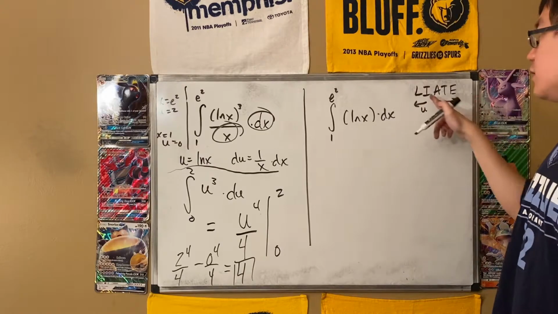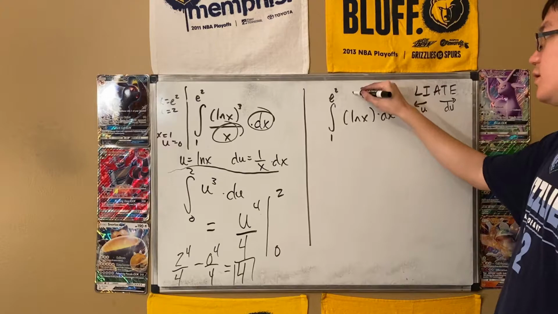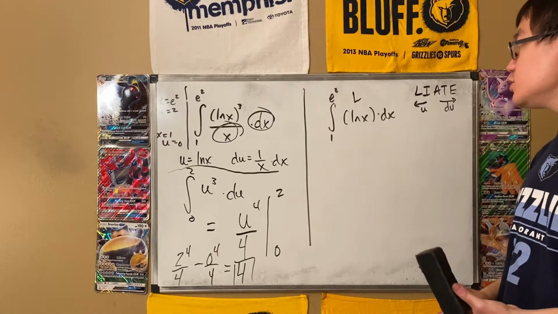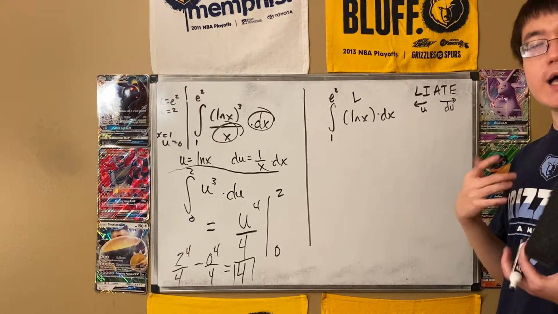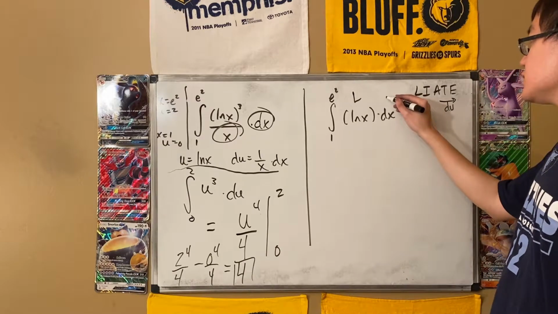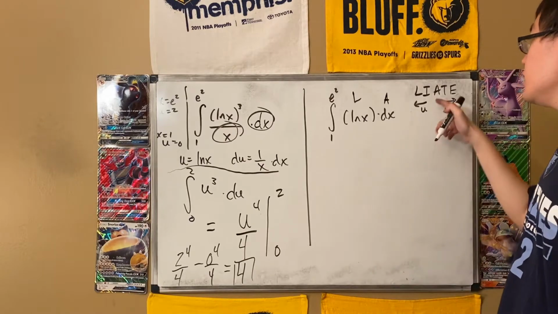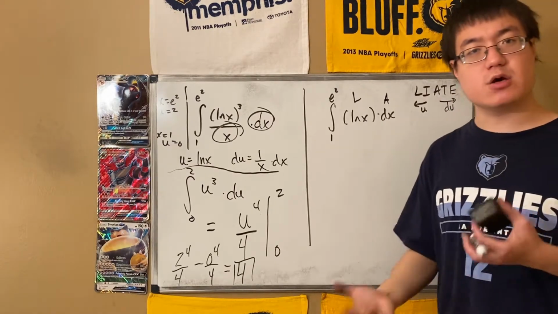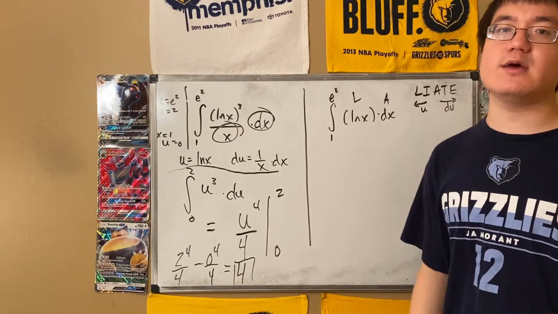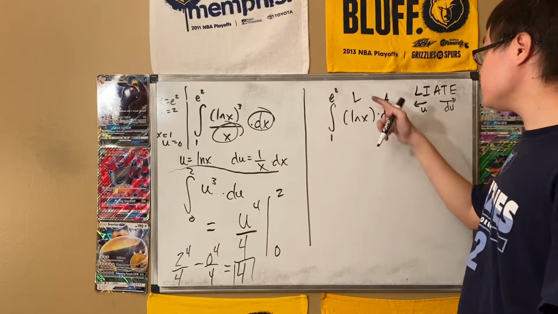Remember that this phrase, LIATE, L stands for logarithms, including ln of x, so this is going to be an L. I stands for inverse trig only, like inverse sine or inverse tangent. A stands for algebraic expressions like x squared plus 3 or x plus 2, or even just dx itself. Really, it's 1 times dx, where 1 is algebraic. T stands for trig, like sine and cosine, not inverse trig, because that was I. And then E is exponential, like e to the x, 3 to the x, 2 to the x, things like that. So in this case, we have L and A.